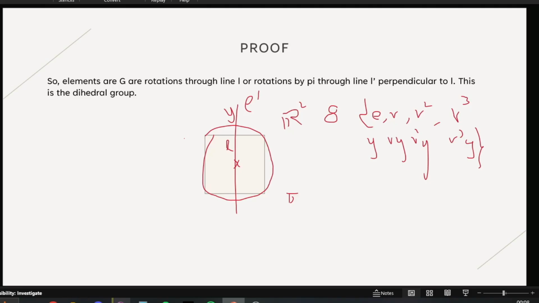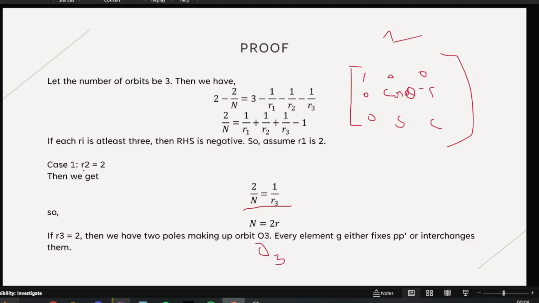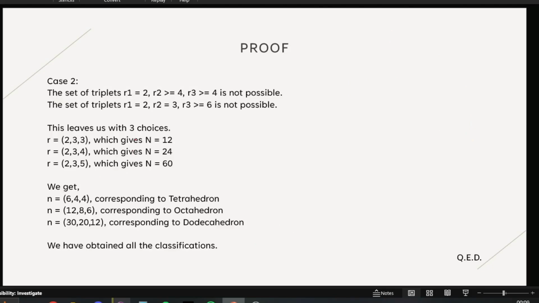So finally, we have taken case one, where we have taken R2 to also be true. Next case, these three triplets are not possible. So this is the final case, basically. R2 greater than or equal to 4, R3 greater than or equal to 4 is not possible, because we'll get equal to 0 or less than 0. Again, if R2 is equal to 3, it is not possible to have R3 greater than or equal to 6. Again, we get a negative value.